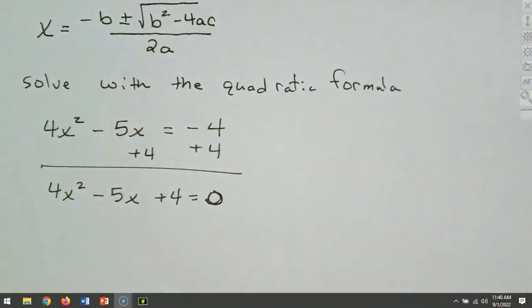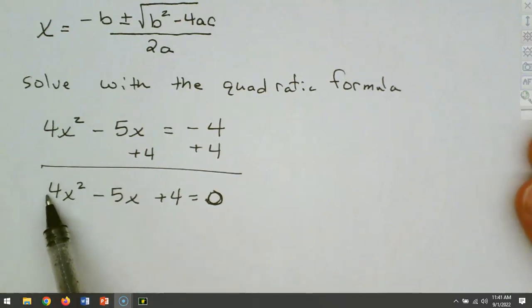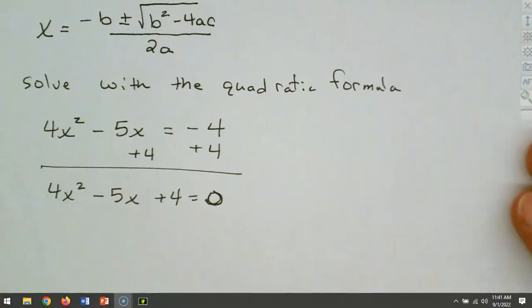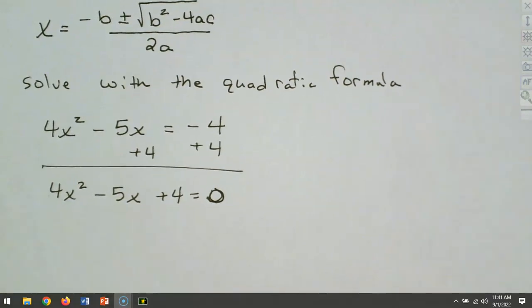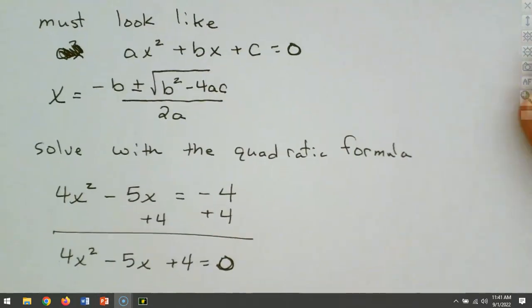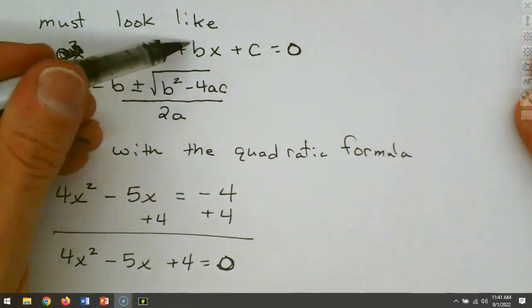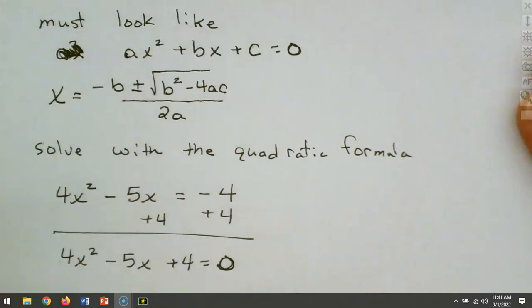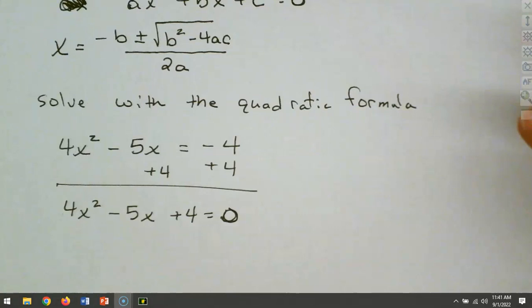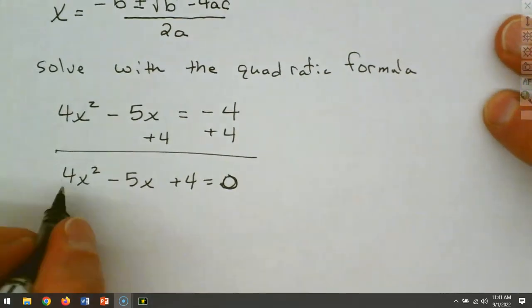then we look and make sure that we cannot factor anything out. 4 and 5 have nothing in common, so we can't factor anything out. We make sure it stays positive at the beginning. Our 4x squared is positive, so that's okay as well. Now we need to label our pieces, right? And look at our formula. It needs to look like this: ax squared, bx, and c. So we need to label our a, our b, and our c.